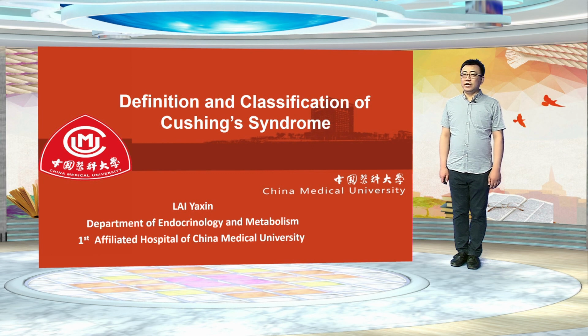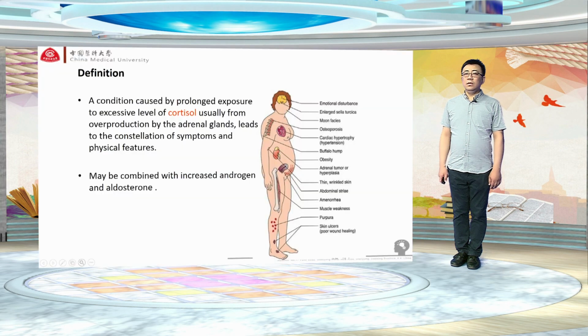Today, we are going to learn the definition and classification of Cushing syndrome. What is Cushing syndrome? It is a condition caused by prolonged exposure to excessive levels of cortisol, usually from overproduction by the adrenal glands, which leads to a constellation of symptoms and physical features. Sometimes Cushing syndrome may be combined with increased androgen and aldosterone secretion.